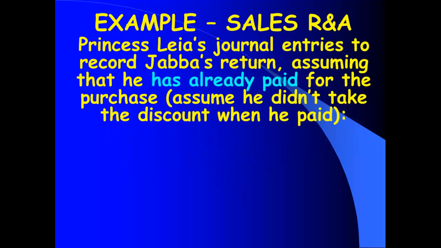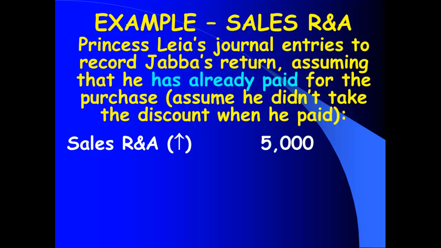Same transaction, but this time Jabba had already paid him. Will we give him his money back? Yep, we've got to. What account do I debit? Sales, returns, and allowances. Very good. A contra account to sales goes up with a debit. Do I still credit accounts receivable? No. What do I credit instead? Cash. Good. Do I still debit merchandise inventory?